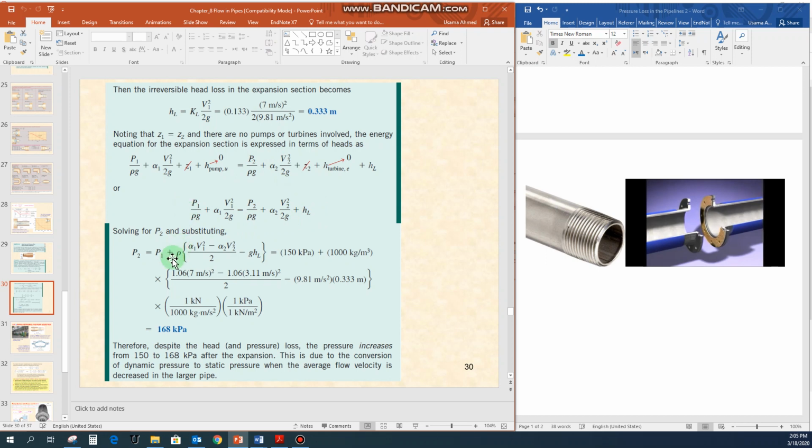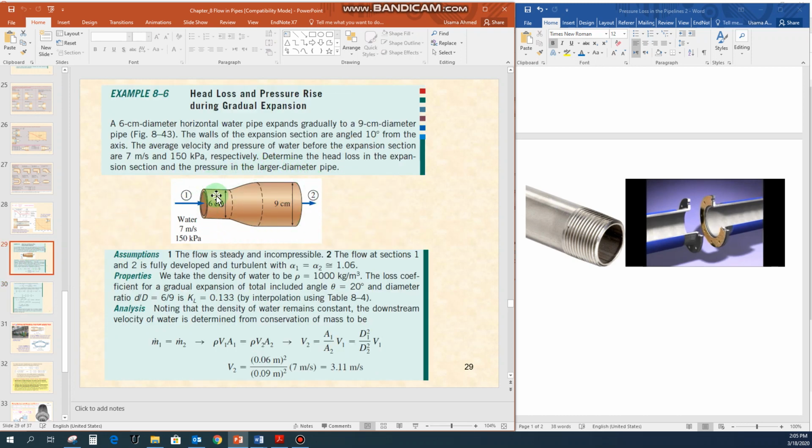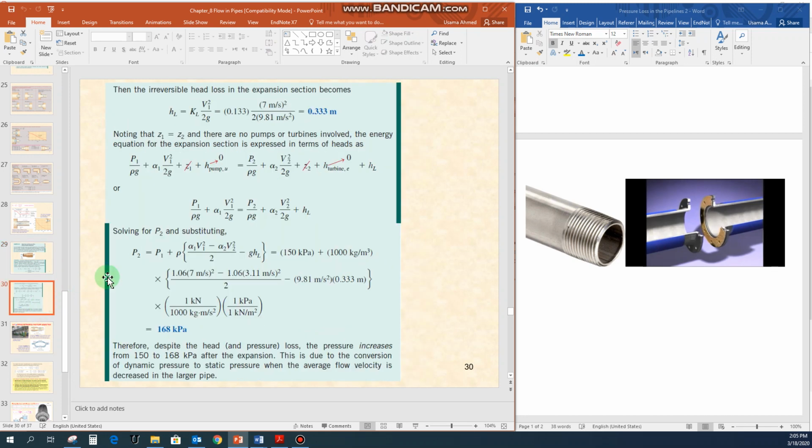For the inlet pressure, we are provided in the question that it comes out to be 150 kilopascal. Density we know. What should be the value for alpha? Whenever we are dealing with small components or a sudden expansion, we get turbulent flow, right? So whenever we get turbulent flow, we use the value for alpha to be 1.06 or 1.05. Okay, you can use this value. For the inlet velocity, it is 7 meter per second. For the outlet velocity, we can calculate from the equation.